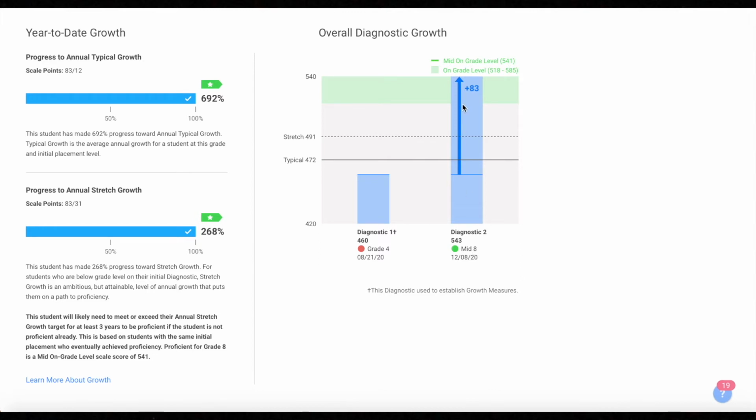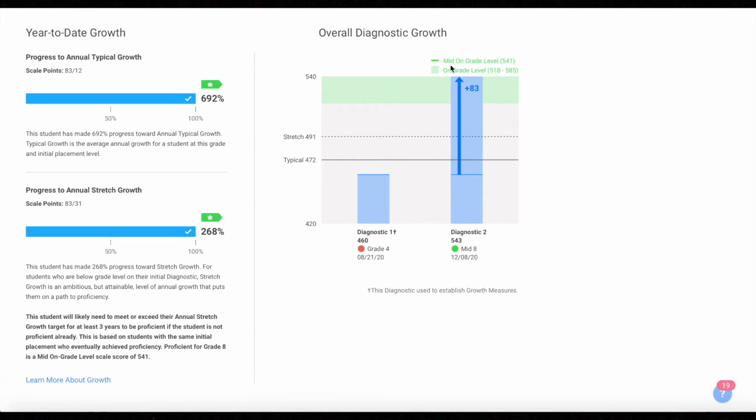As you can see, there's two types of growth that the student has. You will see they have typical growth. Typical growth is the growth that a student should make over the year. If you've noticed, this student has already surpassed that typical growth. We also have what is called stretch growth. The purpose of the stretch growth is to say that if a student continues to make these gains, they will be on grade level after a certain amount of time. For this student, the gains were so great that it put them on grade level.